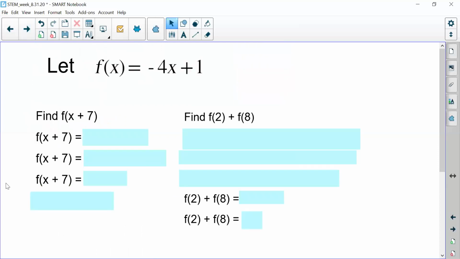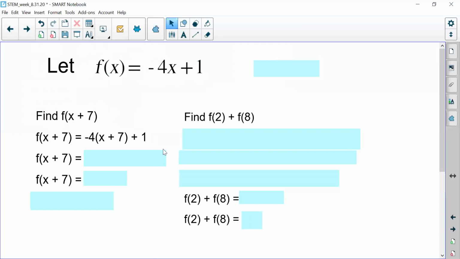Last slide. A new function yet again, f of x is -4x plus 1. Well, what is f of x plus 7? This is where, if you think of the word input, like I suggested, you're not going to make as many mistakes as you might have. The function is -4 times the input plus 1. Well, the input happens to be x plus 7. So I need to write -4 times this input, -4 times (x plus 7), plus 1.